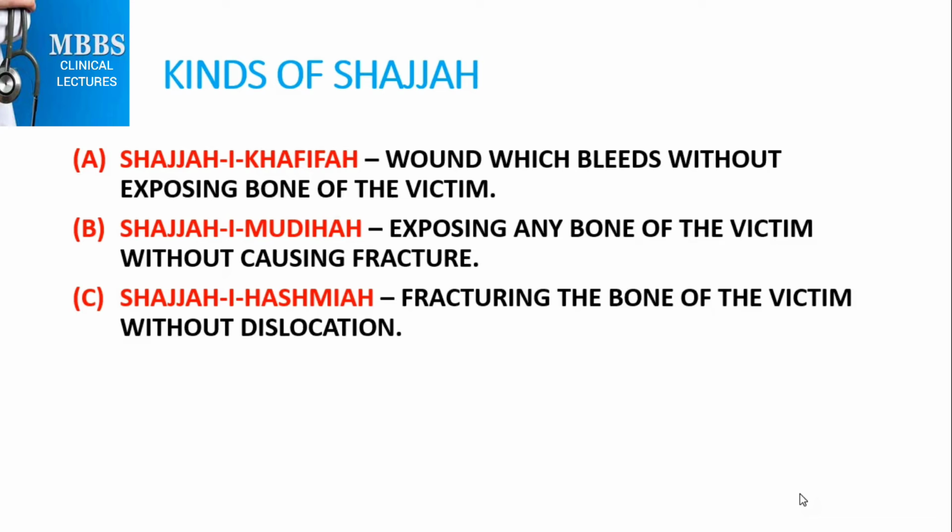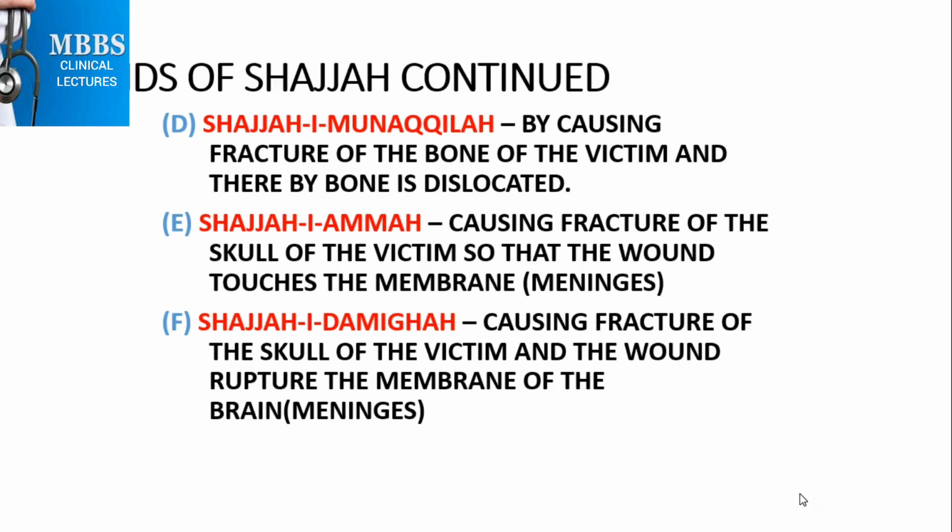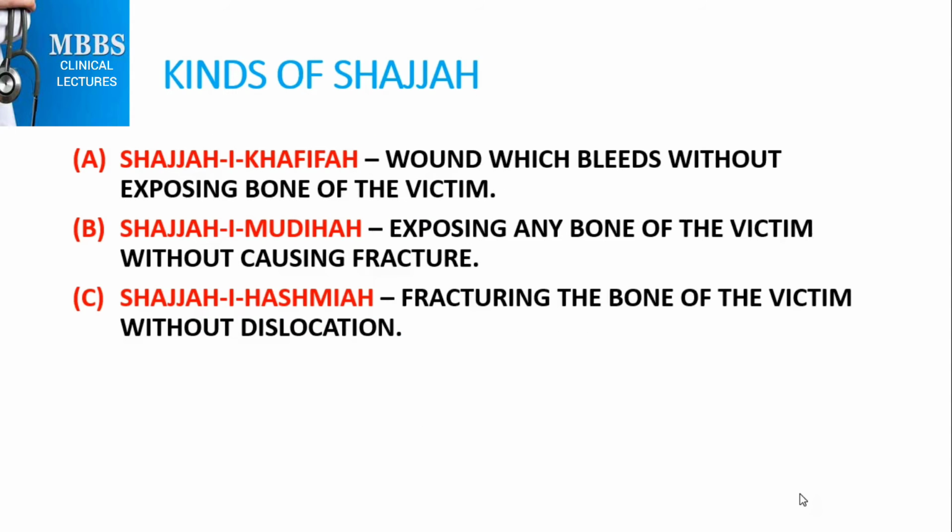This shaja is again divided into 6 types. Number 1 is shaja-e-khafifa, number 2 is shaja-e-mudiha, number 3 is shaja-e-hashmiya, number 4 is shaja-e-munakkila, number 5 is shaja-e-amma, and number 6 is shaja-e-damigha. Now we will be doing it one by one. Number 1, shaja-e-khafifa, the first type of shaja injury on head and face, which means a wound which bleeds without exposing the bone of the victim.